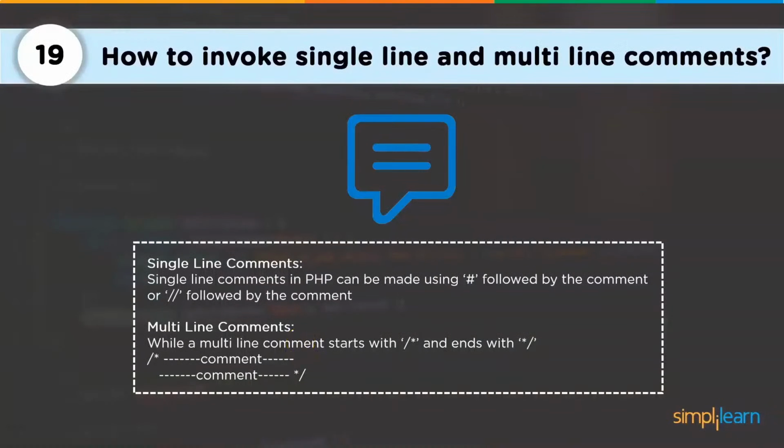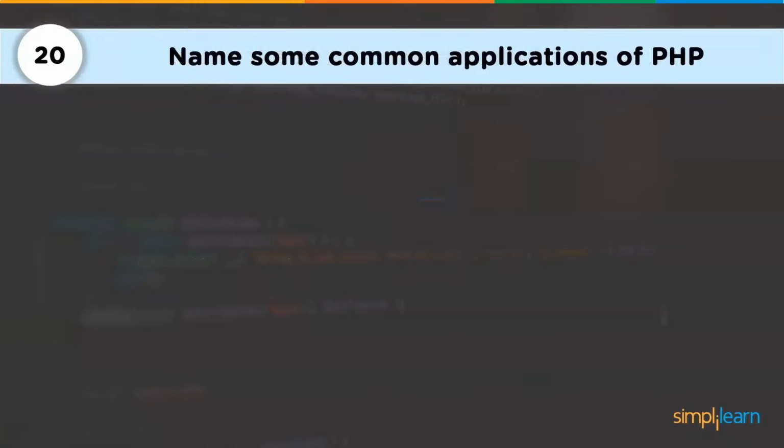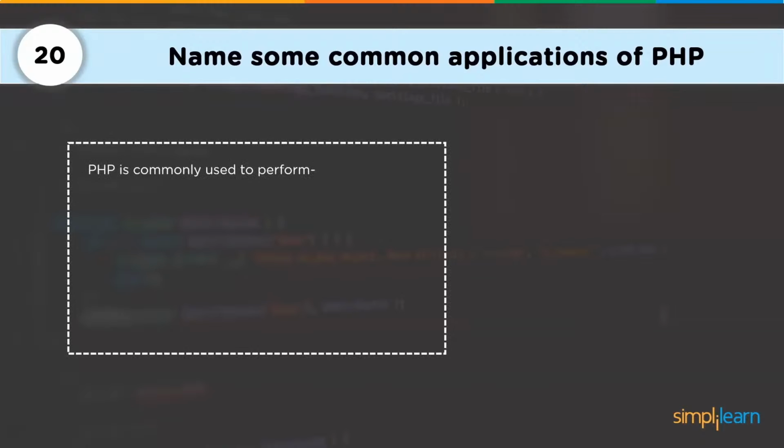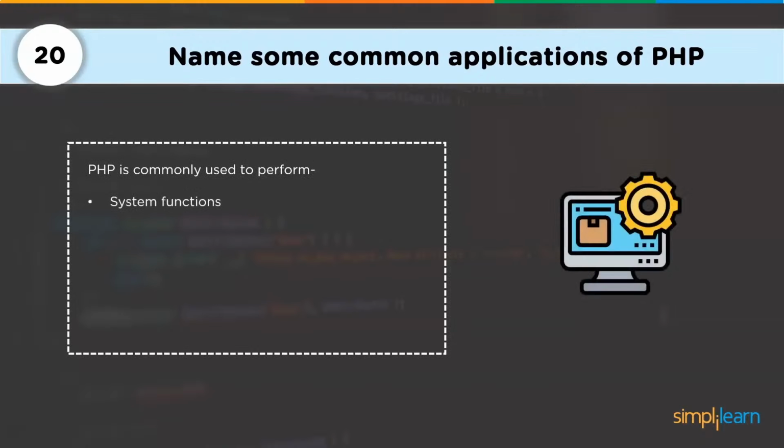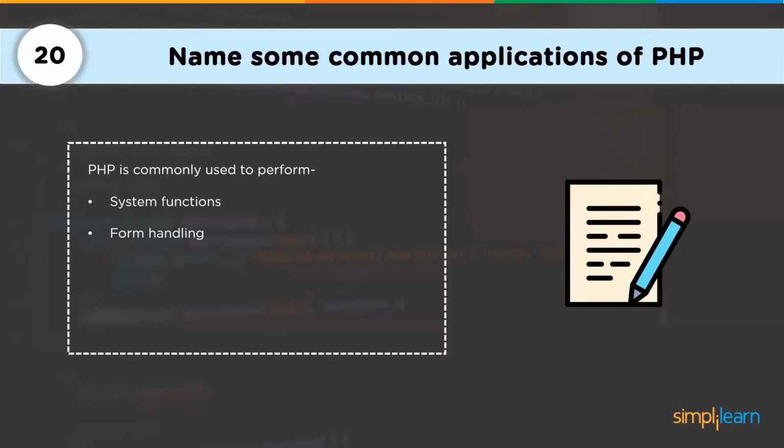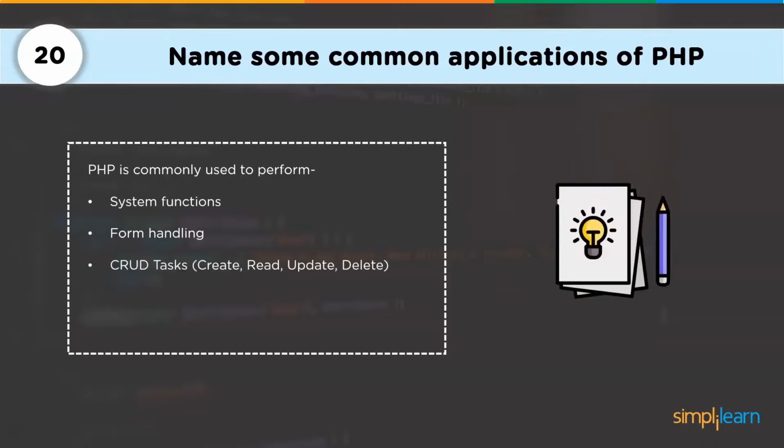Now let's move on to the next question, that is name some common applications of PHP. So some of the most commonly used PHP applications are system functions, form handling. So PHP is very commonly used to handle the forms that you see on the web pages. CRUD tasks. Now CRUD tasks are create, read, update and delete.